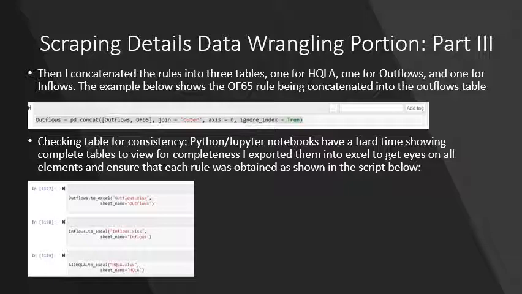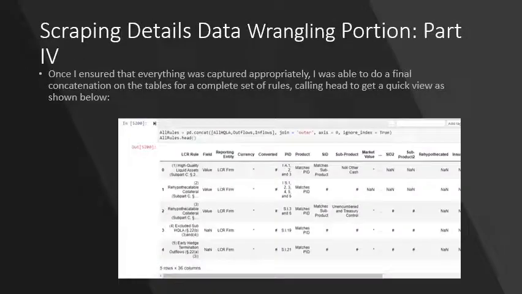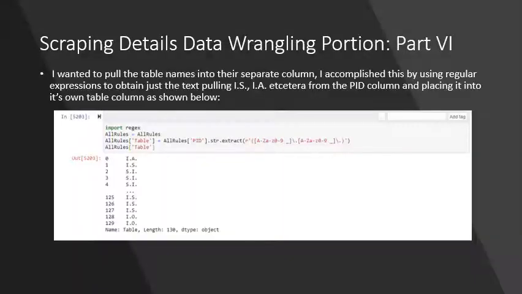So dropping them in Excel and just getting eyes on it in a different format, because Jupyter notebooks tend to not allow you to look at the whole table. So this was giving me an option to look at it in its entirety. I went through and created the whole table, so concatenating inflows, outflows, and HQLA.